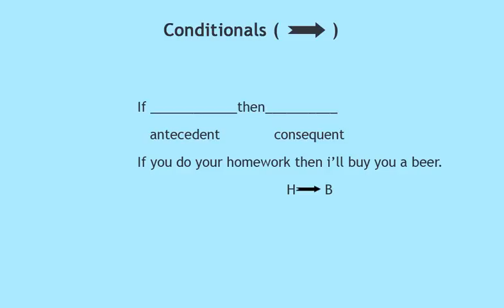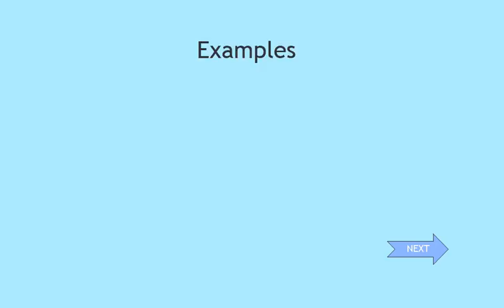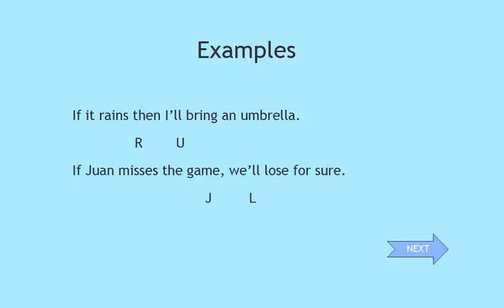And it comes out H arrow B. If H then B is false only in the case that H is true and B is false. Here are some examples for conditionals form.